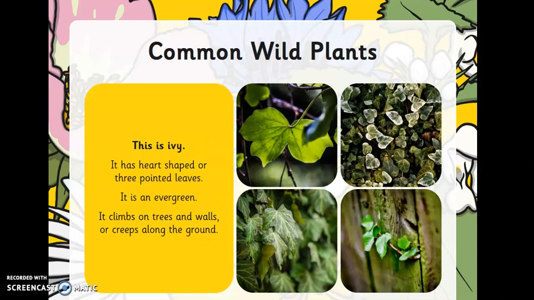Ivy. It has heart-shaped or 3-pointed leaves and it is an evergreen. That means it stays green all year round, and ivy climbs on trees and walls, or it can creep along the ground. I know in my garden there is a lot of ivy. Does yours have ivy in?